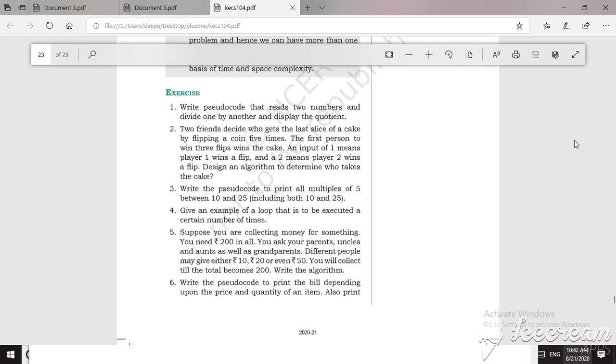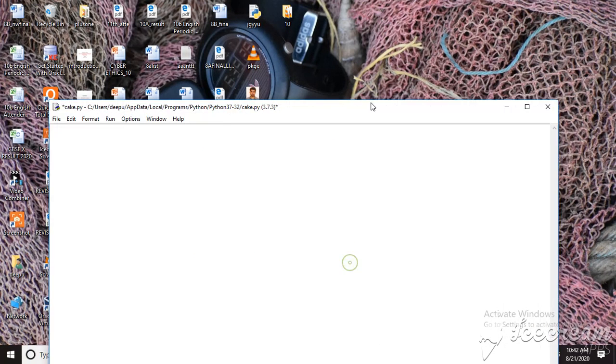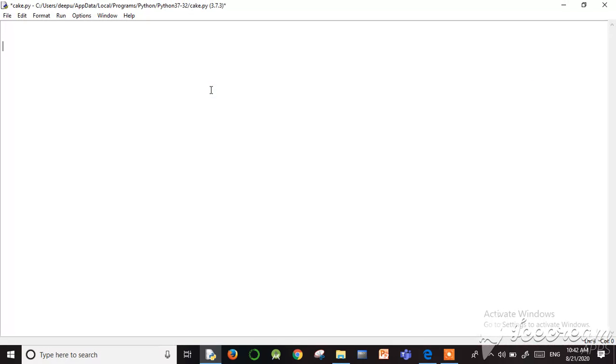I will show how to solve this problem. We know that there are two persons, so we need to count how many times each person wins the coin flip. So I set P1 count for person 1, which initially becomes 0, then P2 count for person 2, which also initially becomes 0.